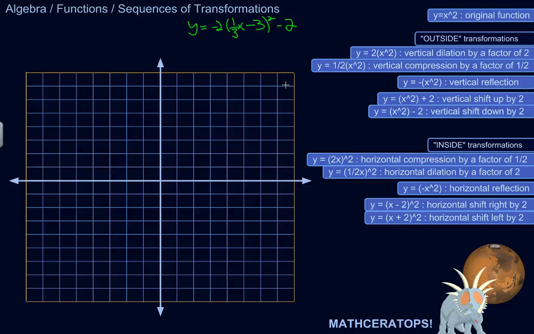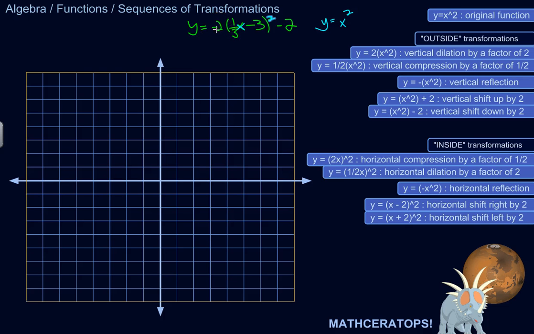Alright, so we are going to graph this function, which looks kind of crazy right now, by applying a sequence of transformations to a very simple function. The original function is y equals x squared. I don't know if that's hard to see, but there's the x, there's squared. Everything else we can describe as a transformation of this original function.